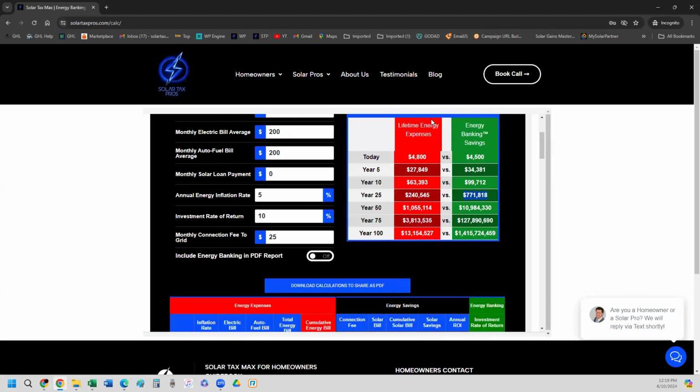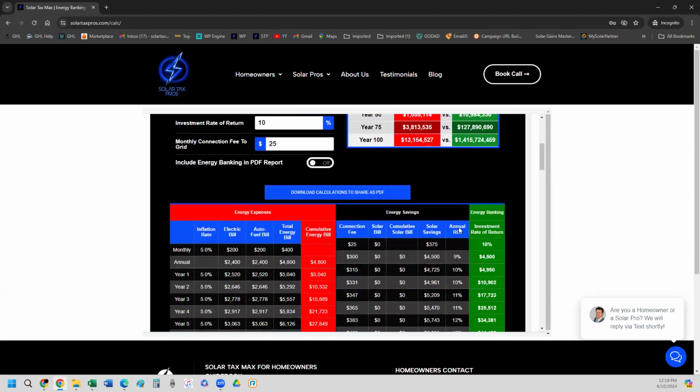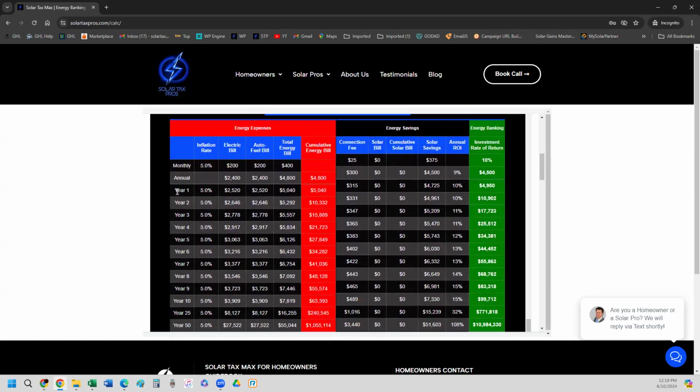Now, if they have any questions about this, we have a breakout of the numbers by year and a little bit more of a breakout so you can see the monthly and the annual and the year one and the cumulative energy. As you can see here, year five, you add all these up, and you get $27,849.